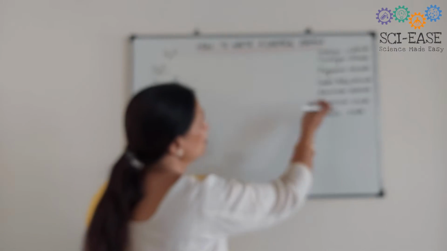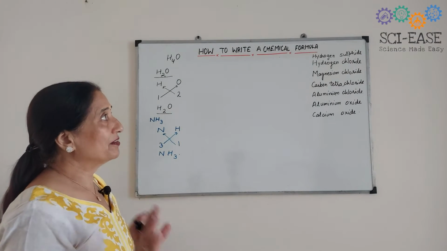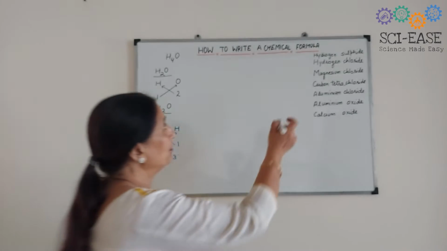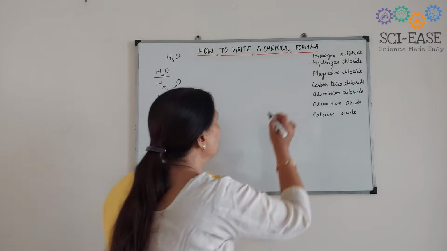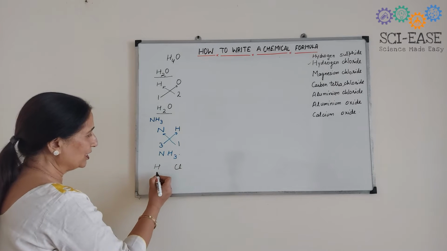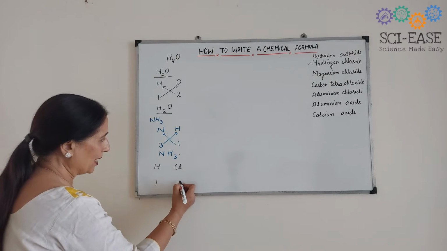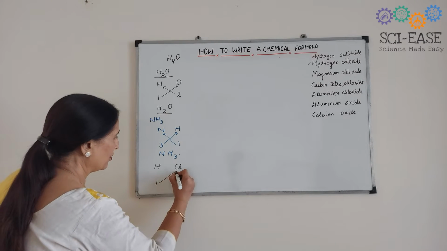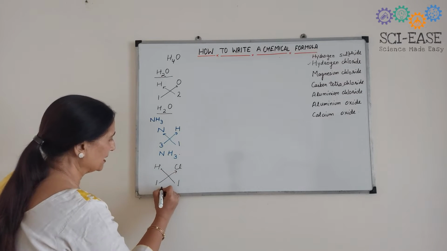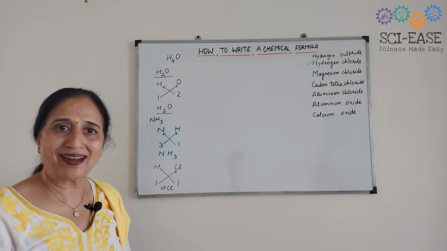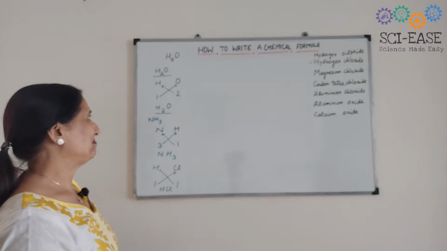Now I have written some of the compounds here, and we will write the formula of all these compounds. First we will take hydrogen chloride. Okay, hydrogen has valency 1, chloride -1, we are not to write minus, it's again 1. Cross it, what will you get? H1Cl1. We are not to mention 1, so the formula is HCl.